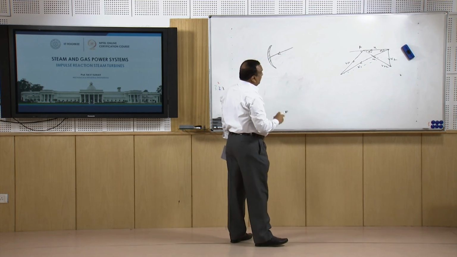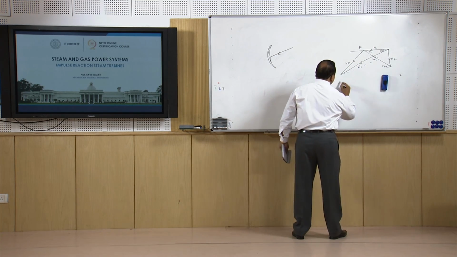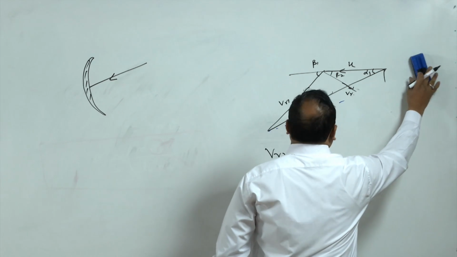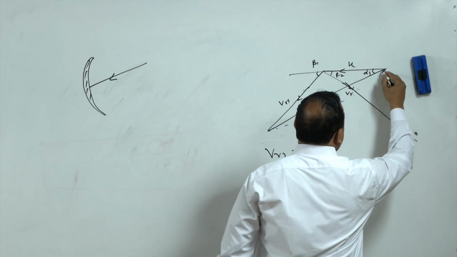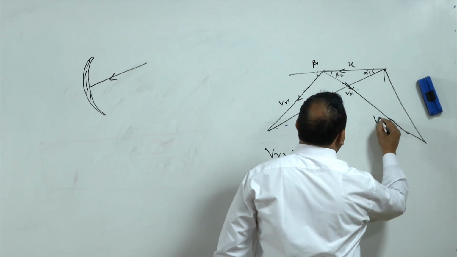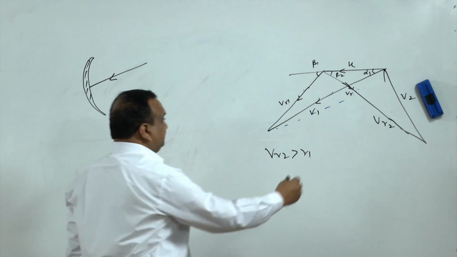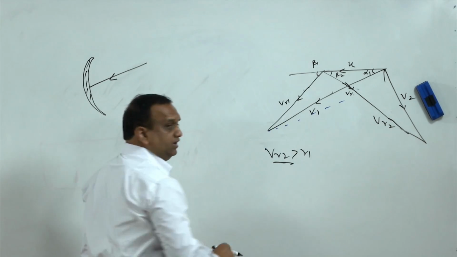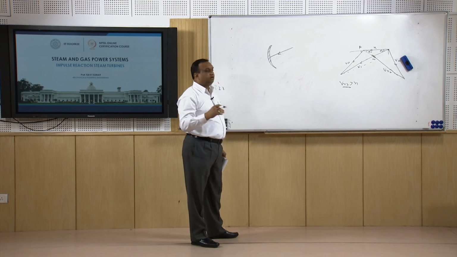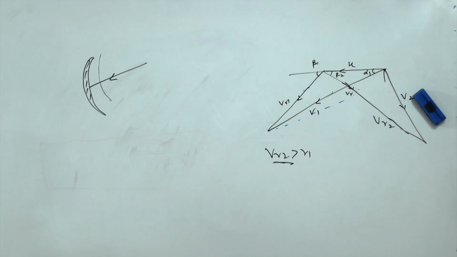Now, this is not in proportion, because in the reaction turbine, the VR2 is much greater than VR1. So, this has to be greater than this. This is VR2 and this is V2. Because the relative velocity at exit is also increased due to change in pressure during the course of flow of steam through the blade passage.